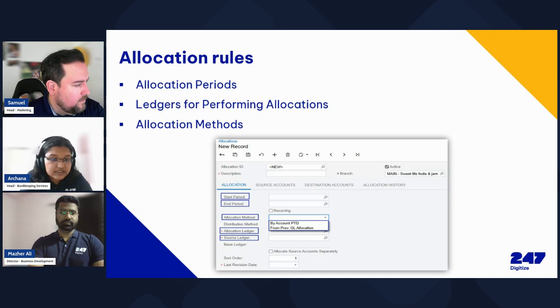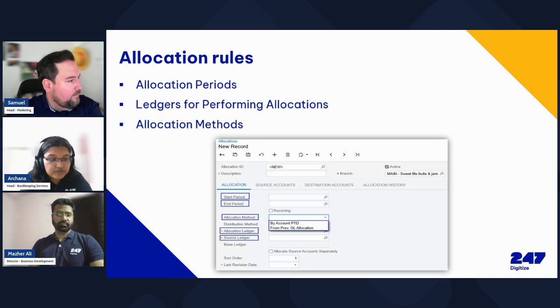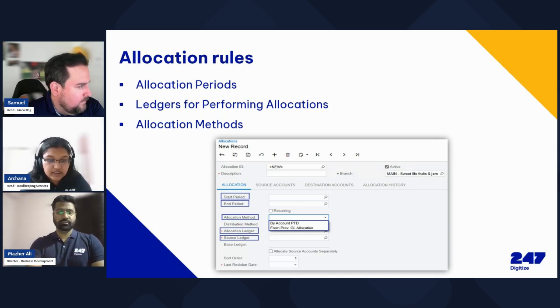The second method is based on a dynamic distribution ratio. To distribute the source amount proportionally to a year-to-date balance, you can select by destination account YTD. To distribute the source amount proportionally to a period-to-date balance, you can then select by destination account PTD. To distribute the allocation amount proportionally to the balances of accounts and sub-accounts in a ledger that differs from the selected allocation ledger, you specify the ledger in the base ledger box on the allocation tab.